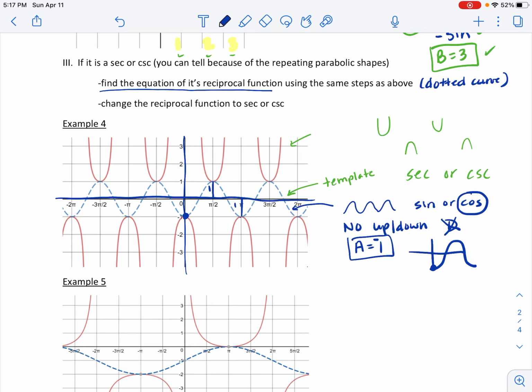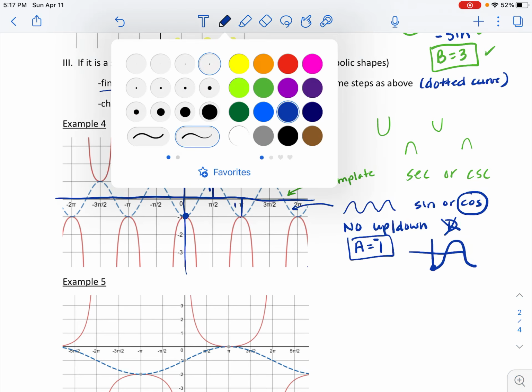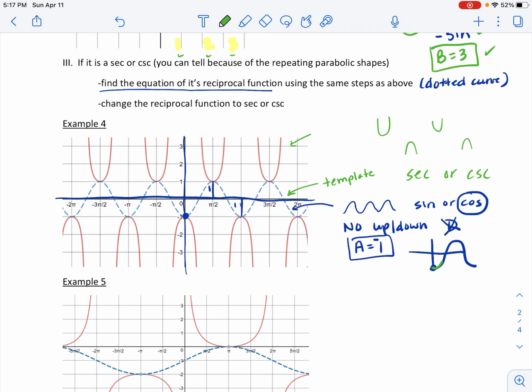Okay, now let's see how many of these cycles fit. Remember, one cycle of a negative cosine looks like that. We already kind of talked about it. Let's see how many of these shapes fit into a period of 2 pi. So look, here's 2 pi. I want to stop there and let's go ahead and count.